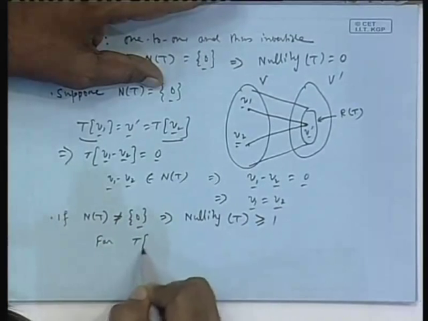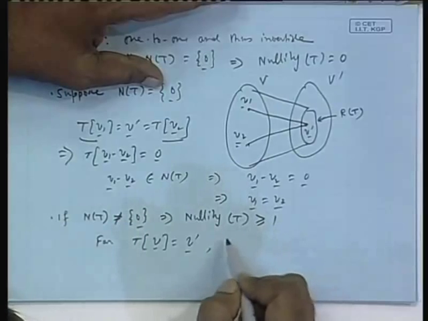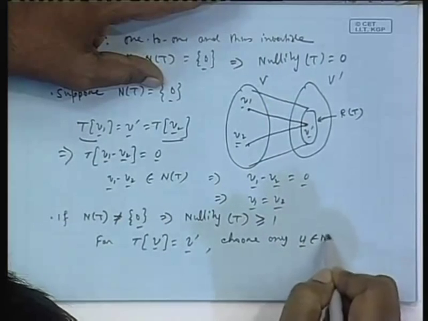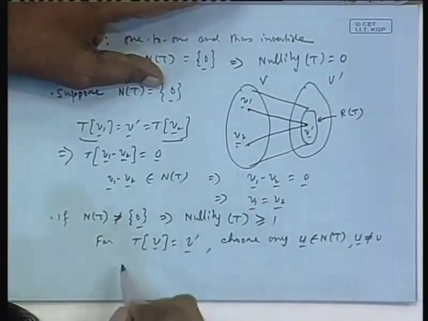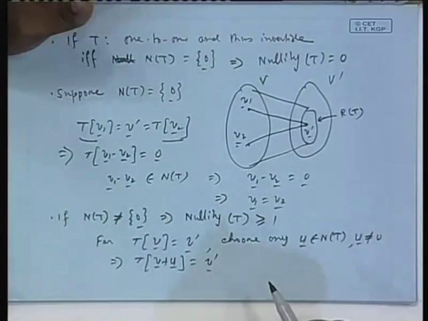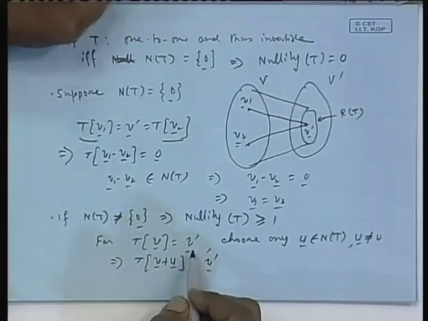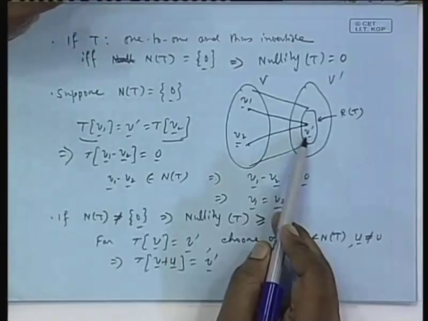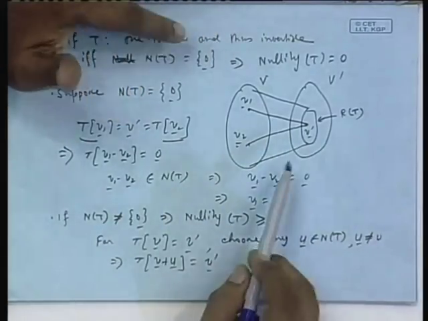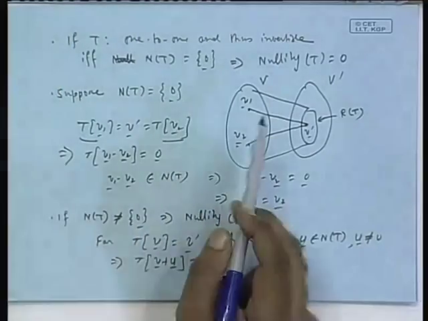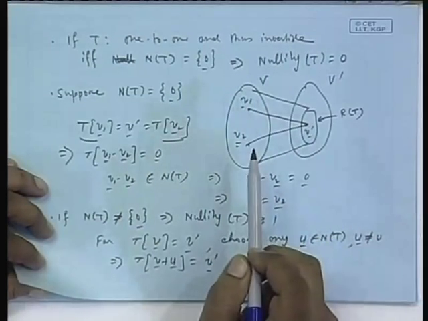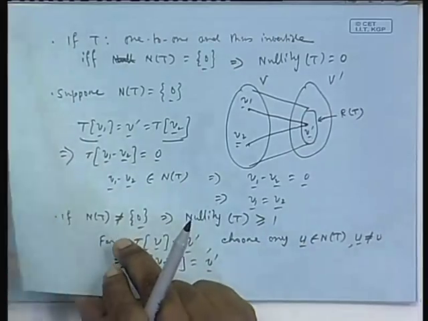The answer is no, you cannot have, because for any T v equal to say v prime, choose any u element of N(T) so that u is not equal to 0, and T of v plus u will also give you v prime, because T u is 0, because u belongs to the null space. Therefore, v and v plus u, two distinct vectors, give rise after mapping to the same vector in R(T), that is v prime, which means obviously T is not invertible. So, if N(T) consists of the 0 vector, T is 1 to 1; if it does not, it cannot be 1 to 1. That means T is 1 to 1 if and only if the null space consists of only the 0 vector, nullity 0, which means rank should be equal to n, the dimension of the original vector space V. Then only T is invertible.